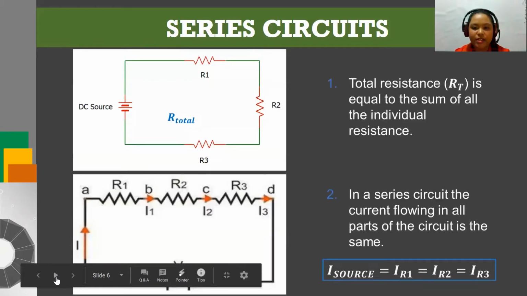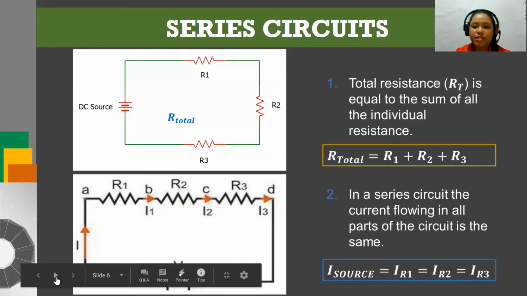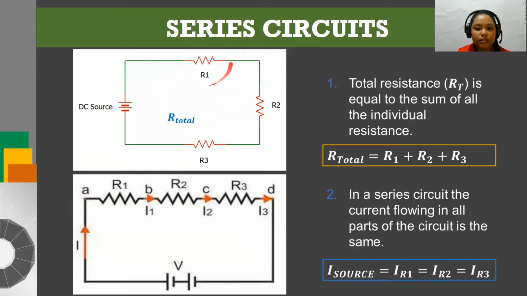So here we have an example. The total resistance is equal to the sum of all the individual resistances. So we have here R1, R2, and then we also have R3. And then the total resistance is just equal to the sum of all resistances. So we have R1 plus R2 plus R3.